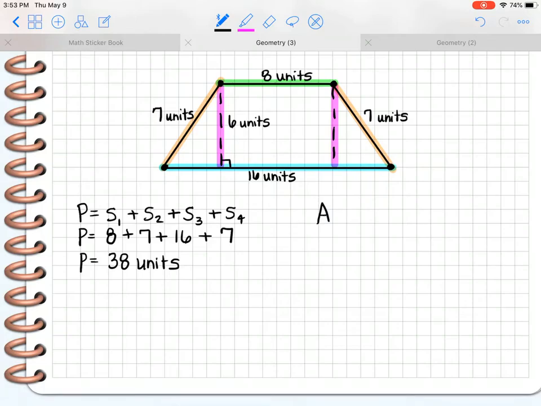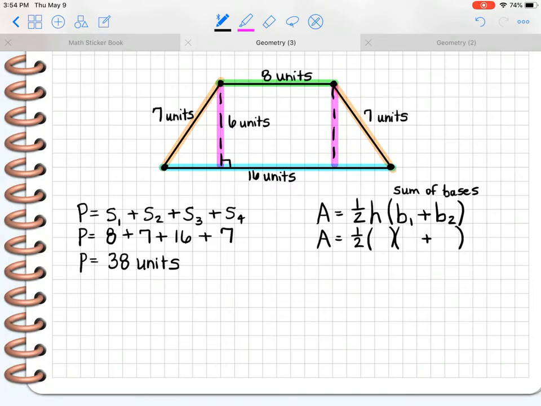The area formula for the trapezoid is pretty ugly. As these shapes get more and more complicated, so do the formulas. So this one says area equals 1/2 times the height times the sum of the bases. So we're going to have to add our bases together to get part of this formula. So let's put in the spaces that we need to fill up. We need one for h, and we need base 1 and base 2.